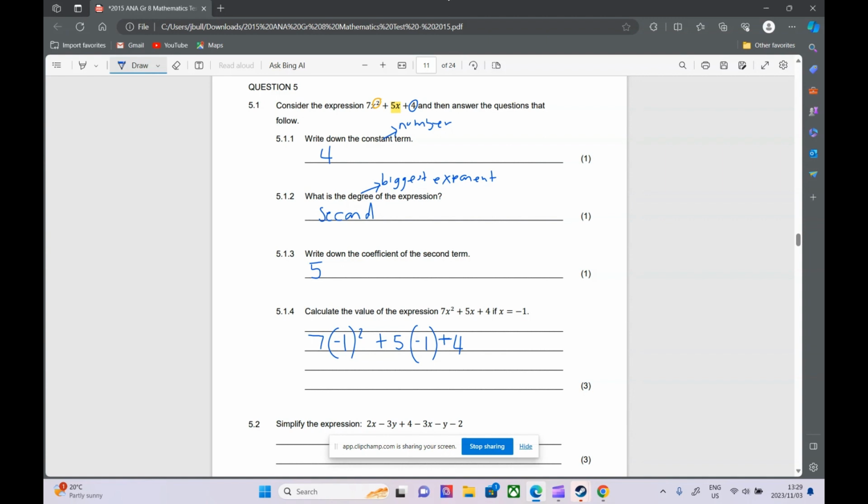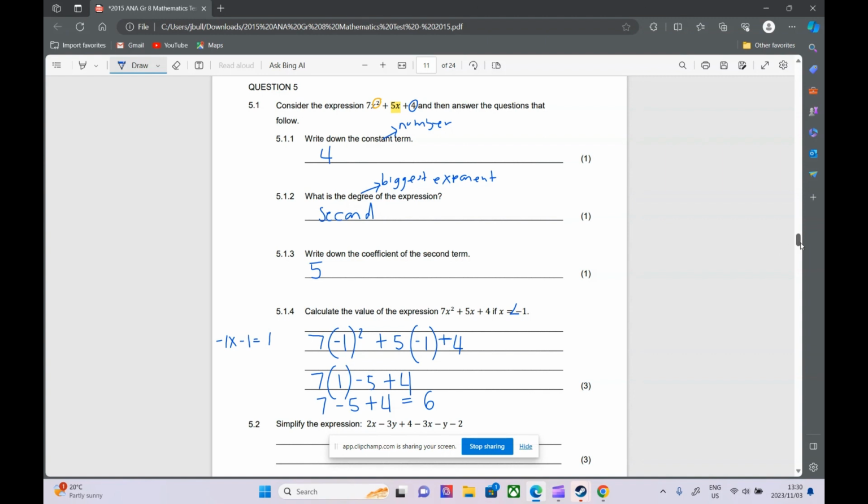Then we're just going to work it out. Let's work out the square first. So 7, minus 1 squared. That means minus 1 times minus 1, which is going to give us positive 1. Then let's sort out the signs here. 5 times minus 1 is going to be minus 5. Add 4. If we simplify it again, we go 7 times 1 is 7, minus 5, add 4. 7 take away 5 is 2, add 4 is 6. And so that is the value of this expression when x is minus 1.